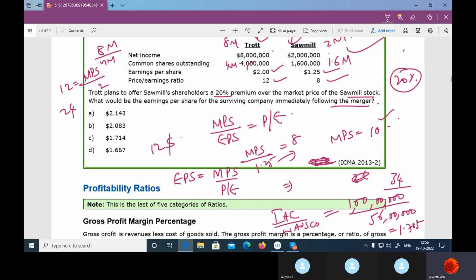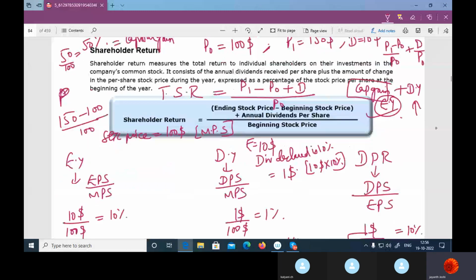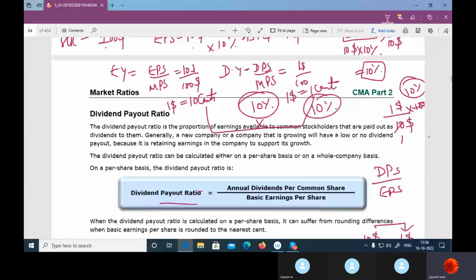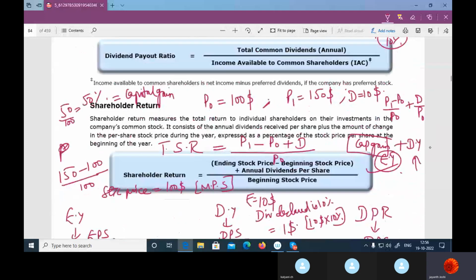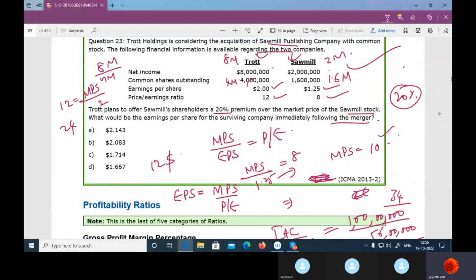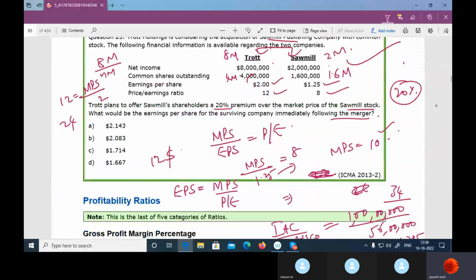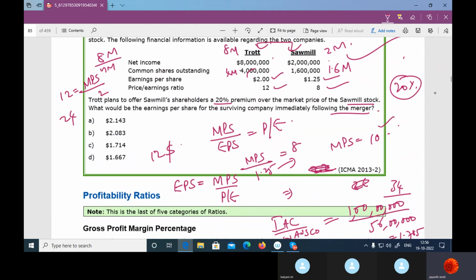But the thing is, they are paying 20% premium over market price. So one more formula we have, I think, for EPS. Earnings per share is this only. If this is not the way, then I have also found this out by putting the premium in. What is that I found out here?